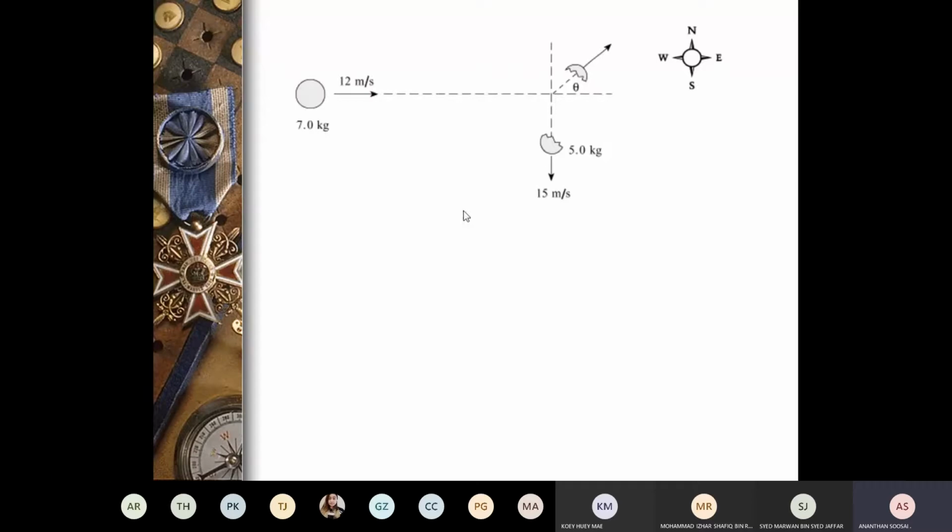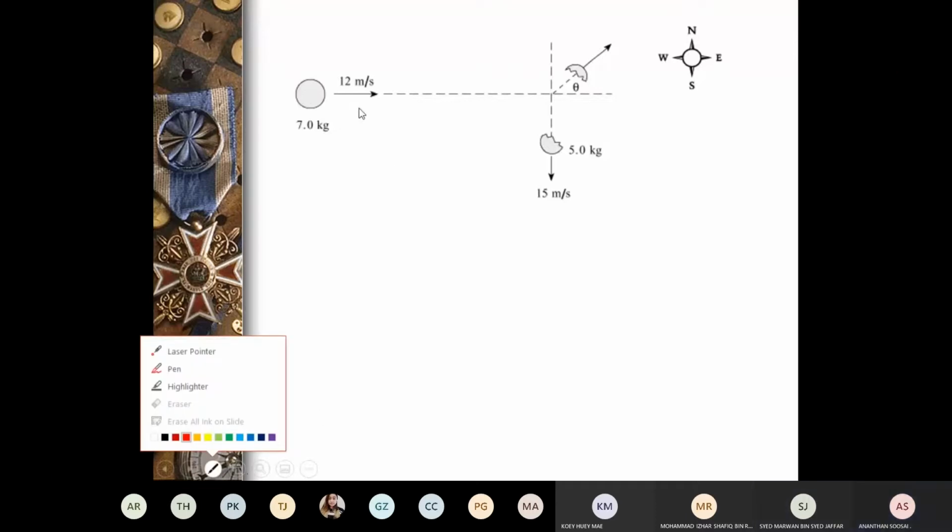We get one equation by conserving momentum horizontally, which we practiced last time. But now the momentum is also conserved vertically. The total momentum upward should equal the total momentum downward. So what we do now is break all the momenta into their components first. That's the first thing you have to do.